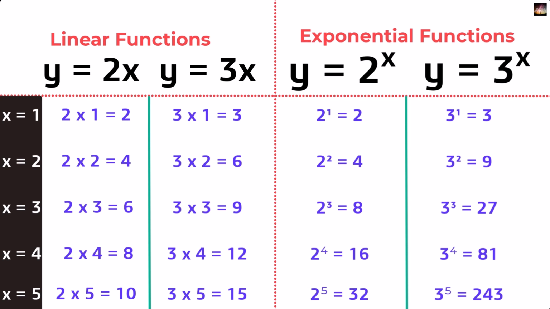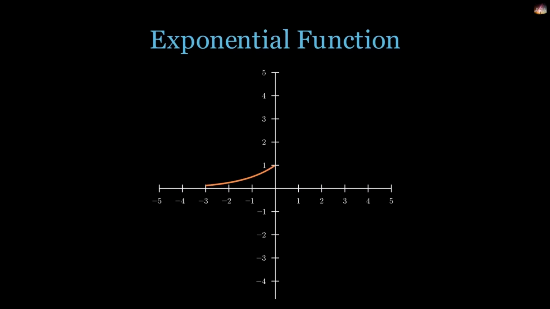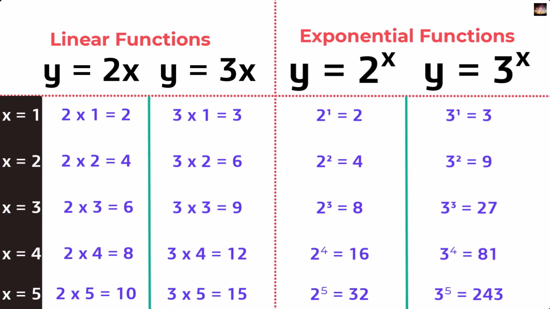And you can clearly see this in the table as well, that when you compare 2 to the power x and 3 to the power x, you'll notice that 3 to the power x grows even faster. Similarly, 4 to the power x will grow in an even crazier way. Basically, as you increase the base, you'll see that your exponential function grows much more rapidly, and it grows that way because its growth depends on the number that came before it.